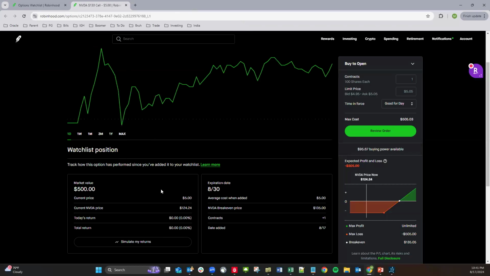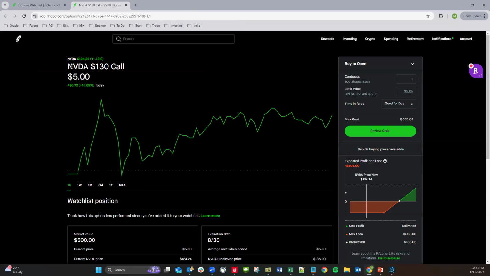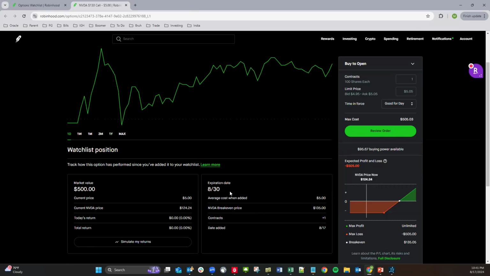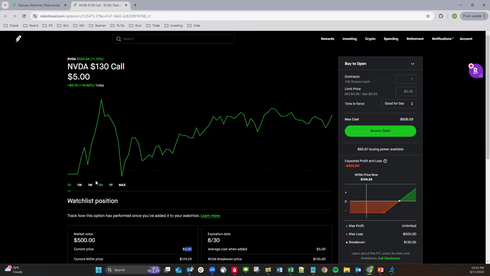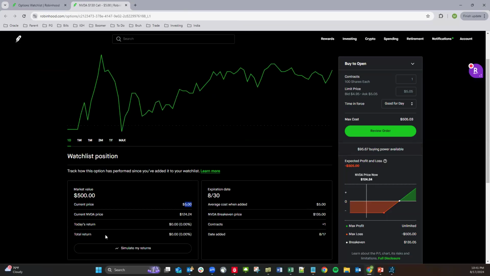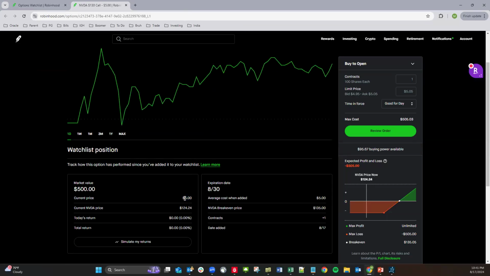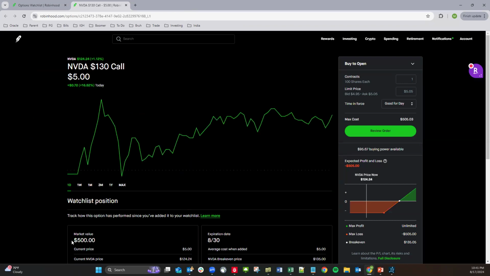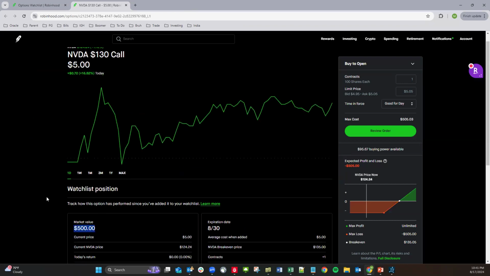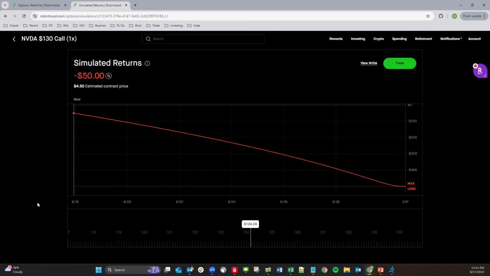So I added to watch list. So NVIDIA 130 call, and expiry date of August 30, and we bought it for $5. Okay, so I think it was showing 505, but anyway, I think it went with the bid maybe rather than the ask, or the mid. So for $500, I bought this one option contract, and what I can do is, let me simulate my returns and show. So that will answer your question on what will happen, right?